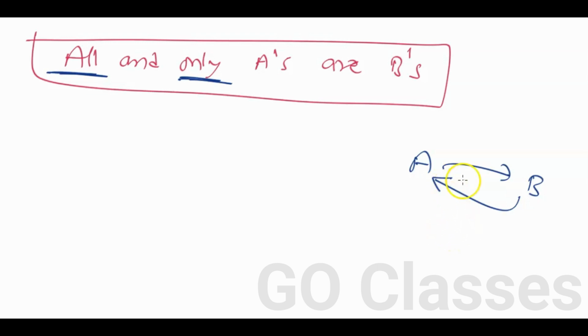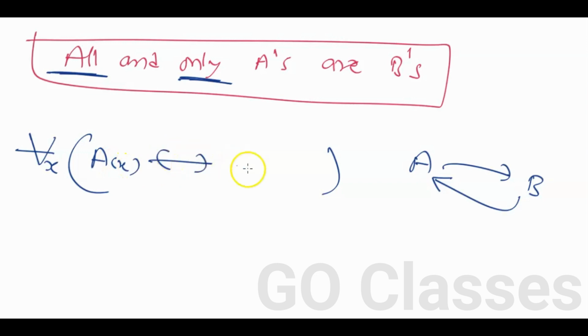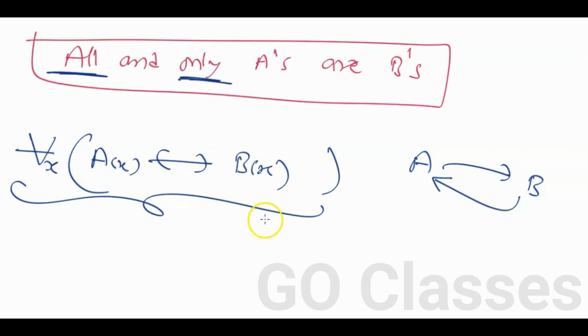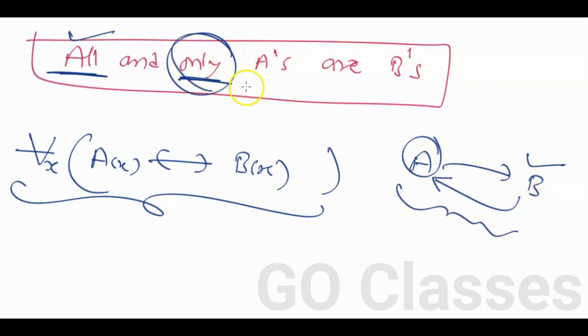Okay. So the point is very simple: for everyone we are saying that it is A if and only if it is B. So this is the template. Very simple template. Because all A's are B's means if it is A, then it is B. Only A's are B's means if it is B, then it is A. So all and only A's are B's. So this template is also important.